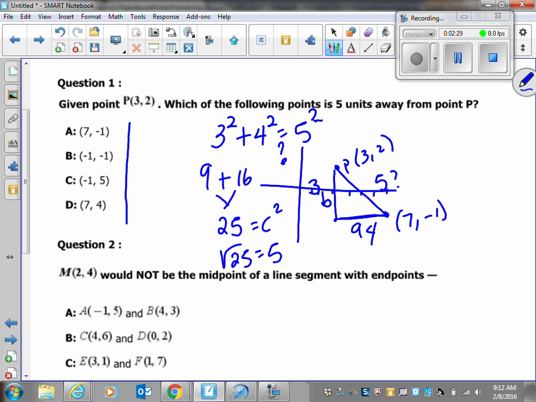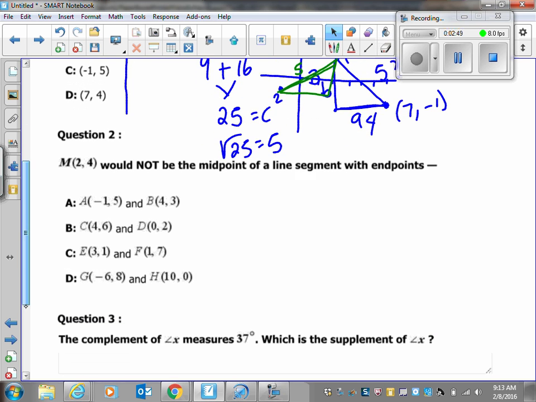Just plot it, and if this didn't work, then you try (-1, -1), which was here. Then you find the distance from here to here and see if it is going to be 5 by doing a squared plus b squared, is it equal to c squared? Since we just finished right triangles, I think this would be the easy way of doing it.